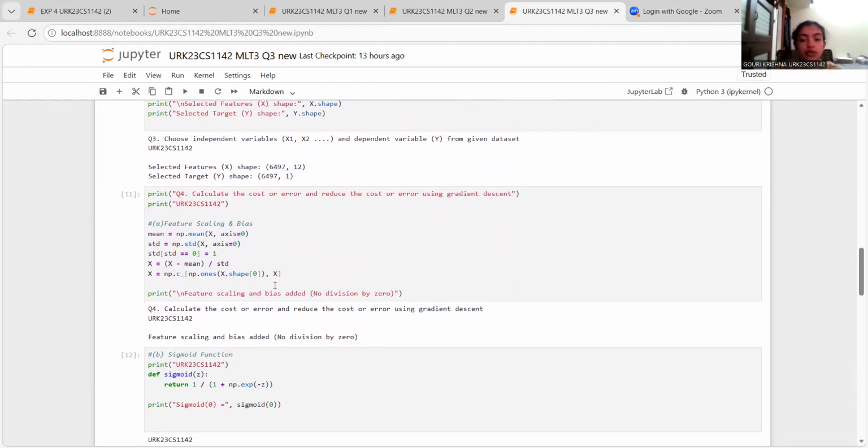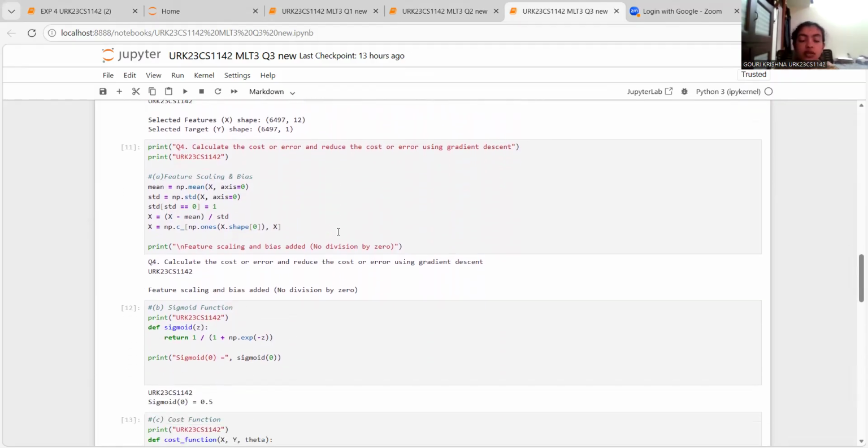And in question 4, it is feature scaling basically. So features are normalized here, where X equals (X minus mean) divided by standard deviation. Here the bias column is added: X equals np.c_[np.ones(X.shape[0]), X]. This was used for feature scaling.